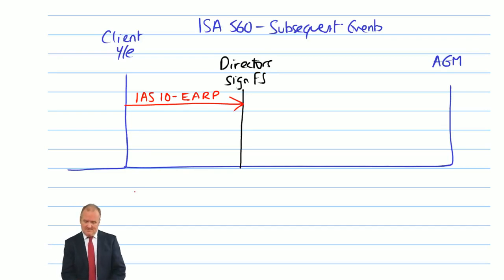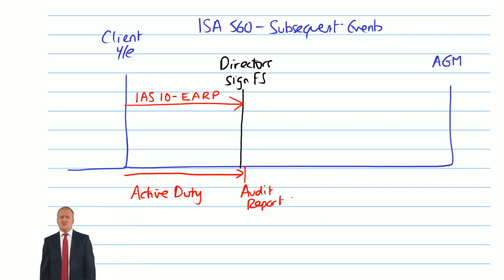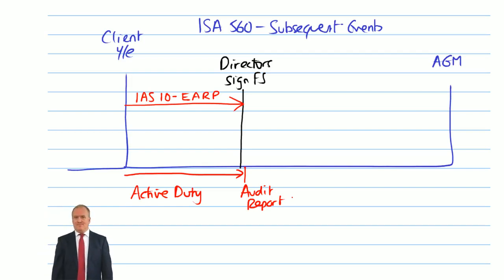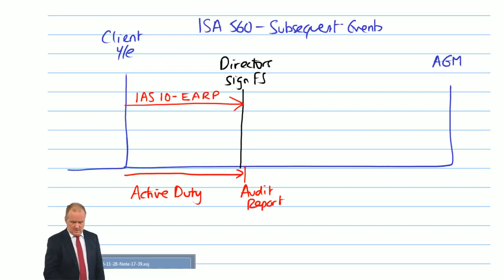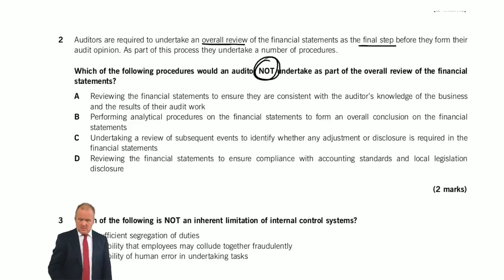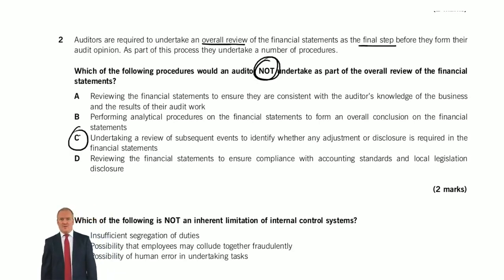And as an auditor, I have an active duty to be auditing those events all the way up until the point that I sign my audit report. I don't just review them at the end. They are happening from the moment the client's year end finishes. So this is not a final step. It's done throughout the final audit process, not right at the end. And because of that, the answer to number 2 is C. It's not part of overall review.